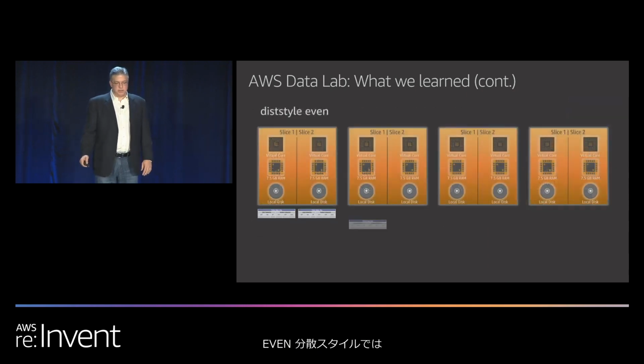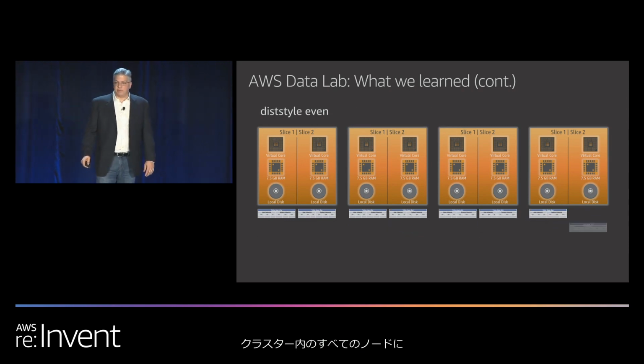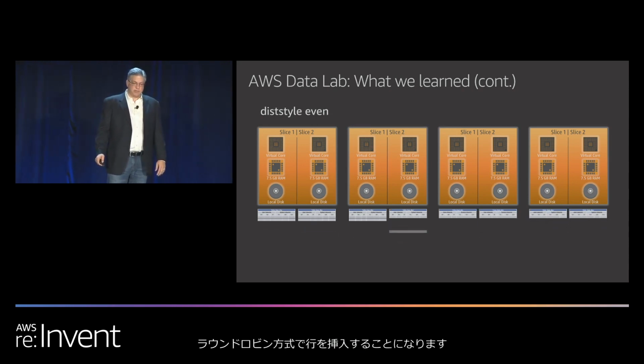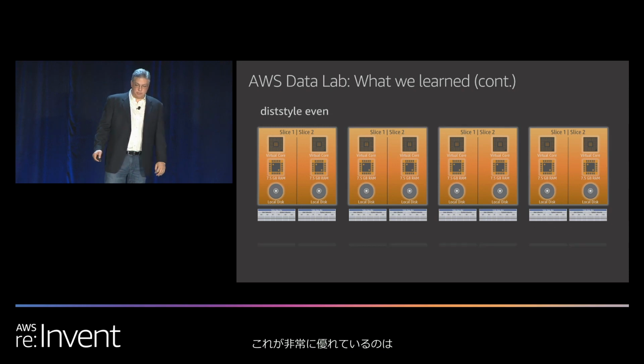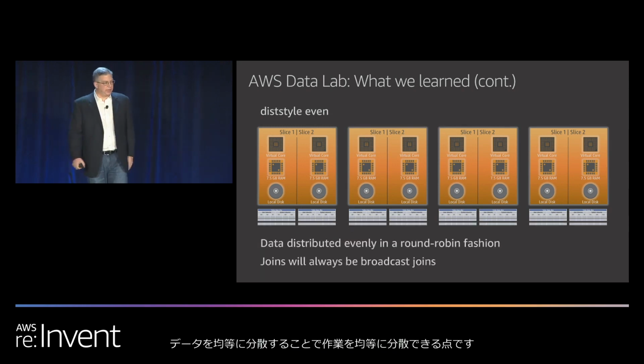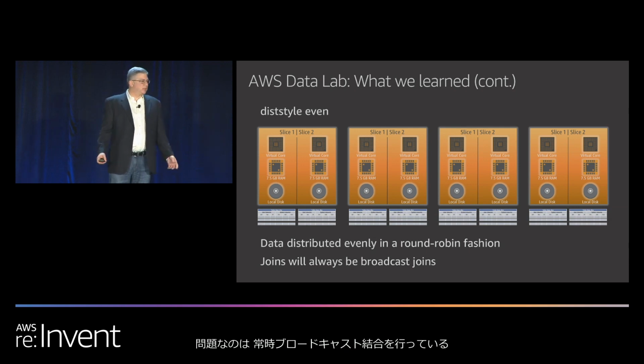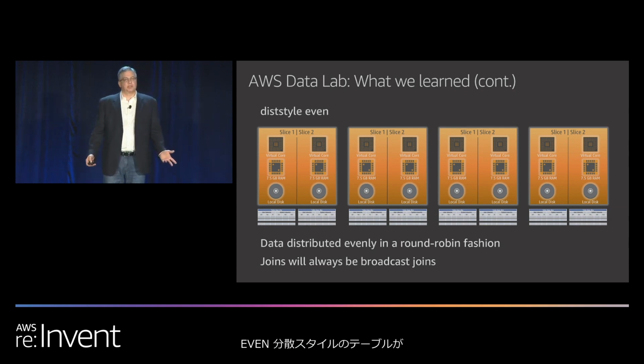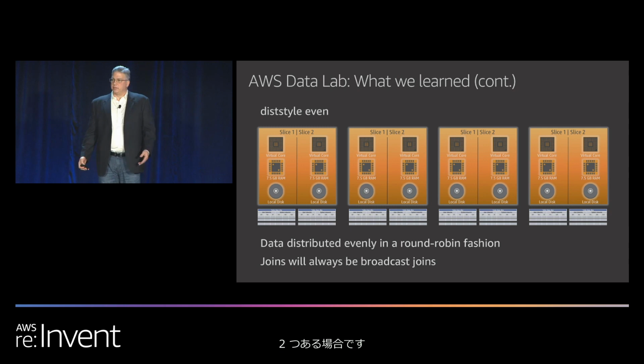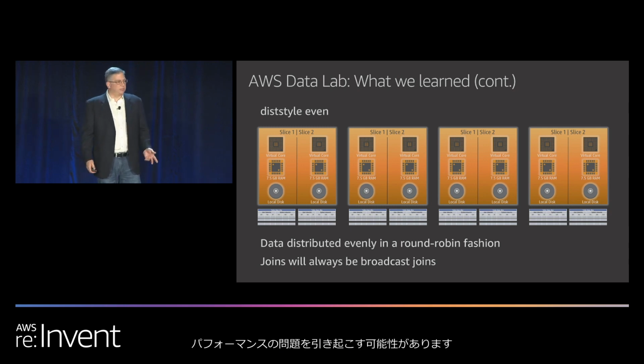So with DISTSTYLE EVEN, you're going to be inserting a row in every single node in the cluster in a round-robin fashion. This is really great because it evenly distributes the data and thereby evenly distributes the work. The problem is, if you've got two DISTSTYLE EVEN tables, you're always going to be doing broadcast joins. That becomes problematic and may cause performance problems.